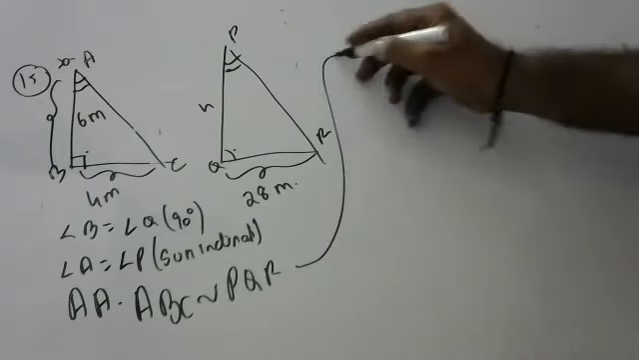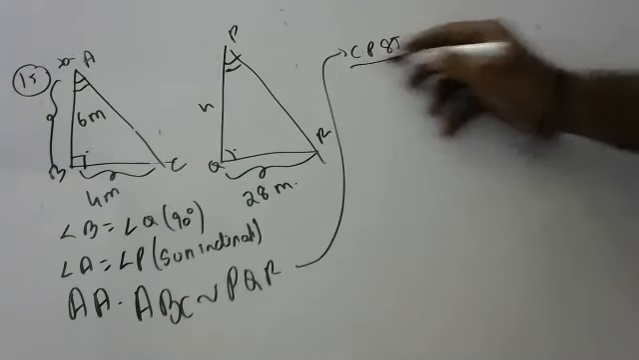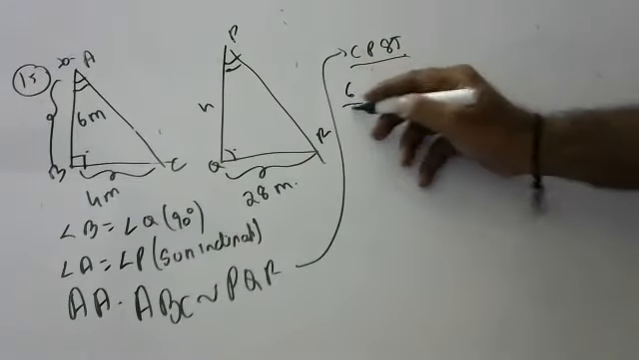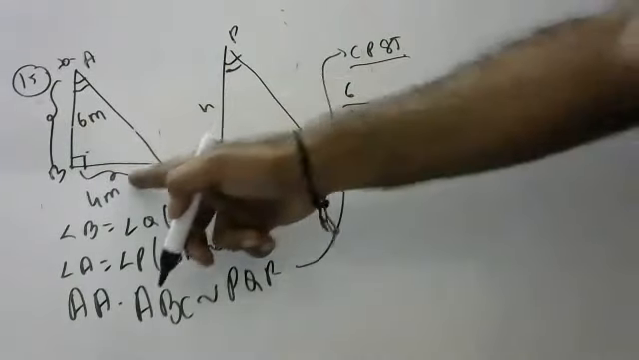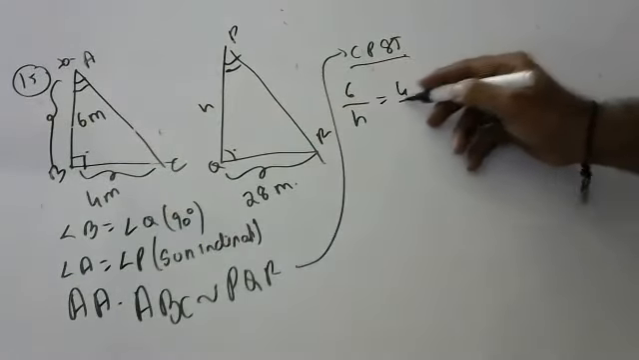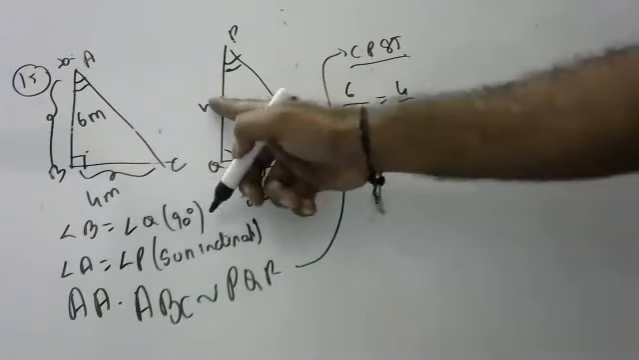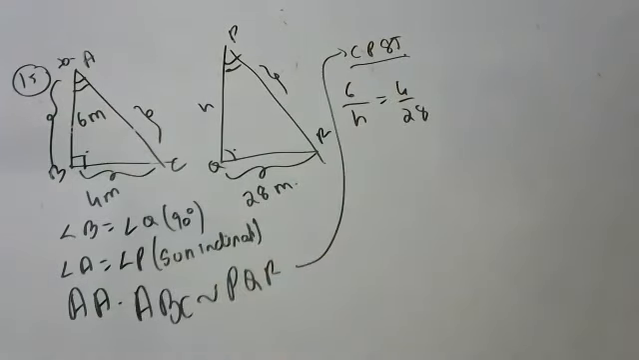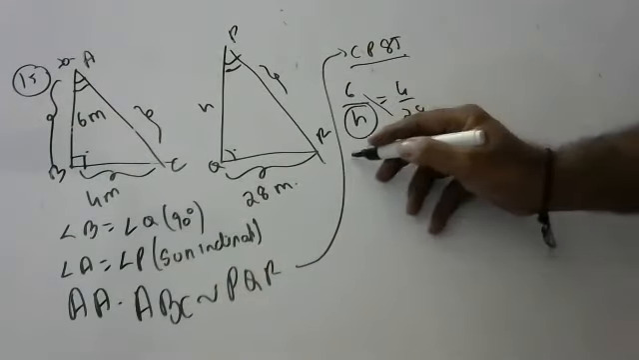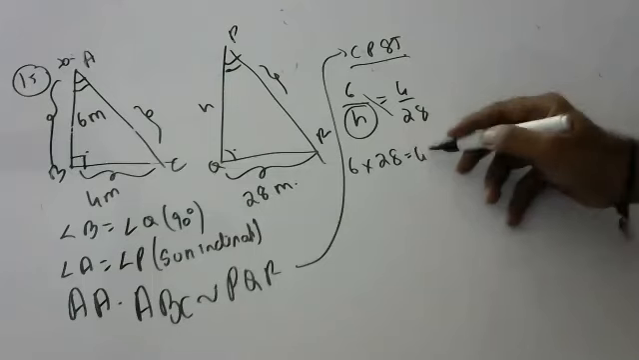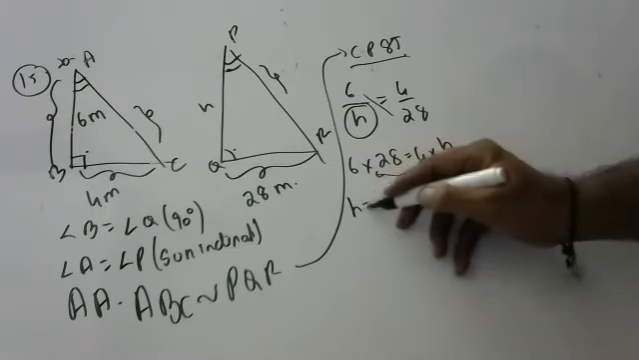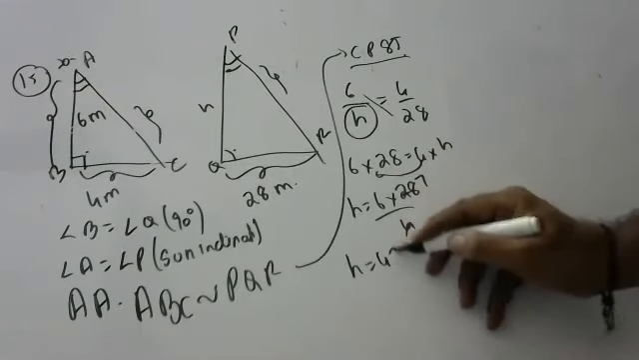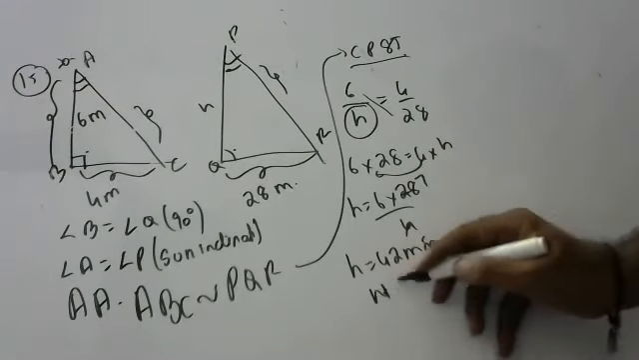So, children, let's do it with CPST. What is CPST, children? Corresponding parts of similar triangles. 6 by H is equal to 4 by 28. See, children, this by this is equal to this by this. That is only CPST, no? So, children, cross multiplication: 6 into 28 is equal to 4 into H. H is equal to 6 into 28 by 4. 4 sevens are 28, so 42 meters is the height of the building.